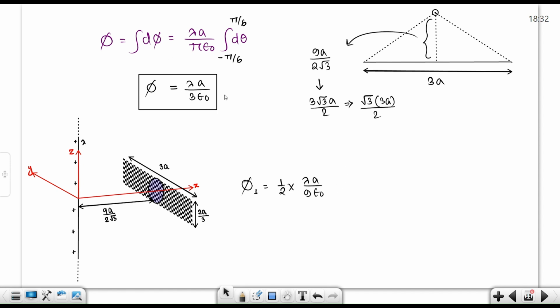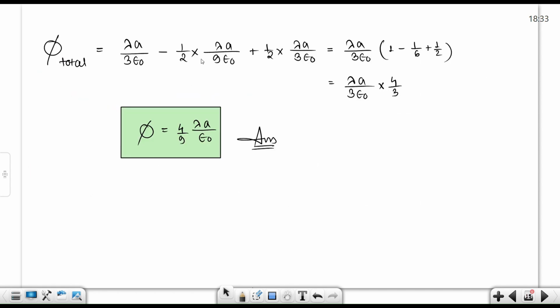The same method you can apply by replacing a by a by 3, then you will get the answer lambda a upon 9 epsilon naught, and since 50% of the area has holes, 50% of the flux will not contribute to this value, so I will subtract 50% of this total value.